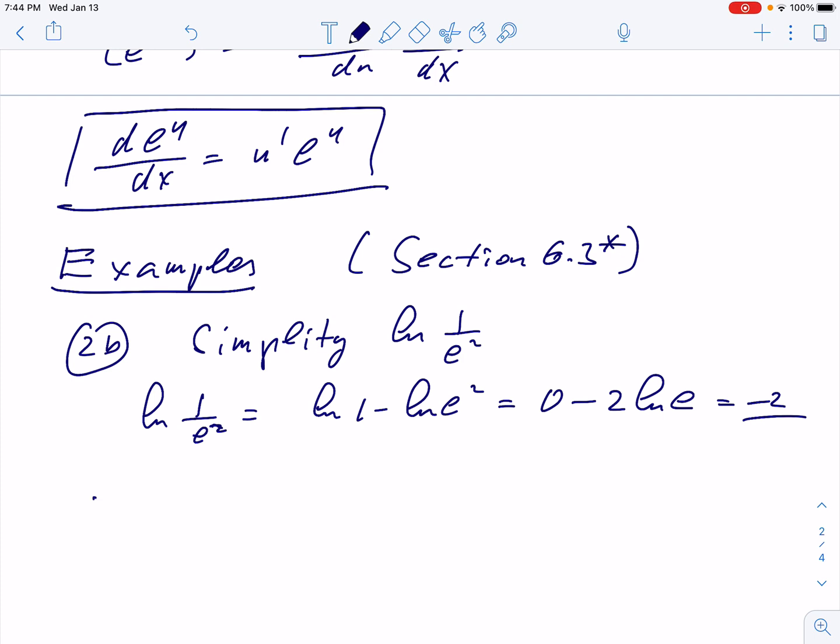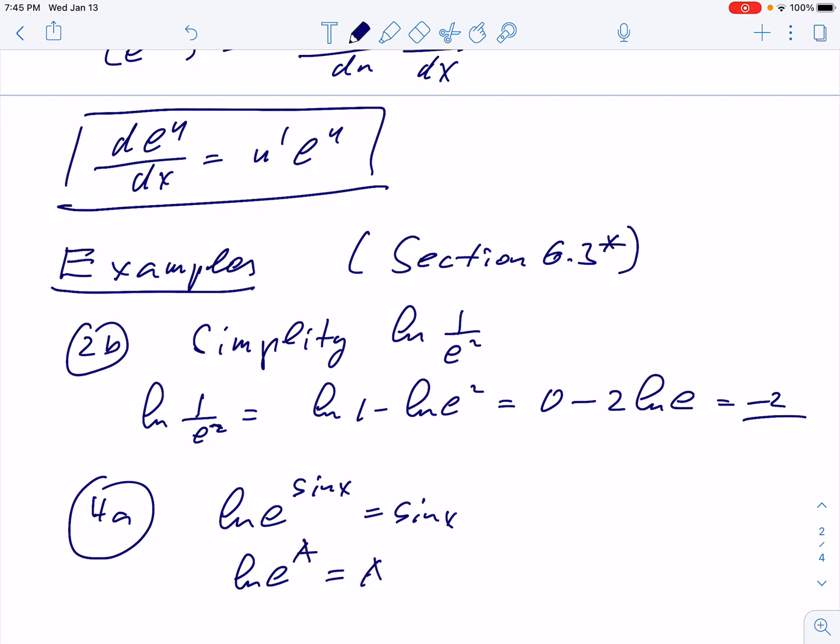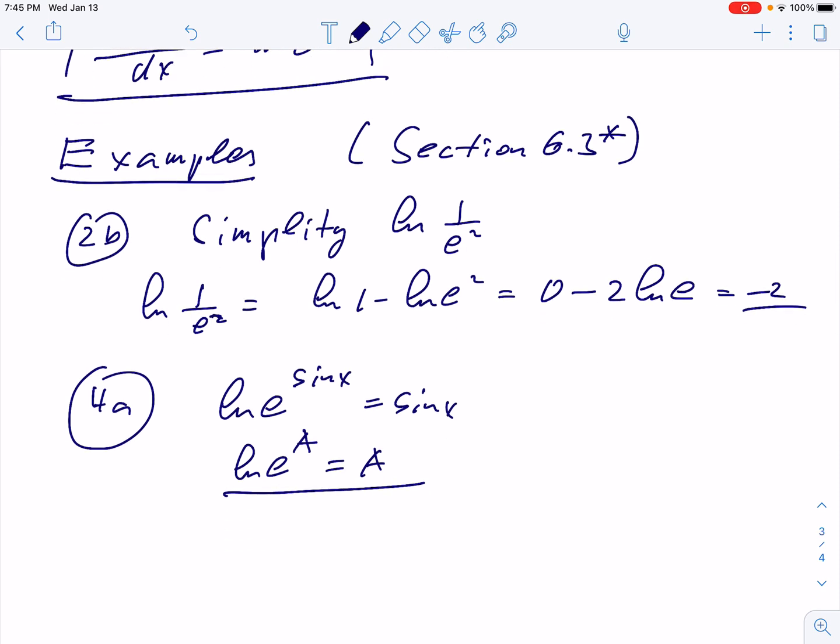Another example, let's do 4a. Again, simplify natural log exponential sine x. Well, just using the fact that logarithm and exponential are inverse to each other, this is exactly sine x. You can put everything in the place of sine x: natural log exponential whatever equals this quantity. It can be x, sine x, anything. So that's very simple.